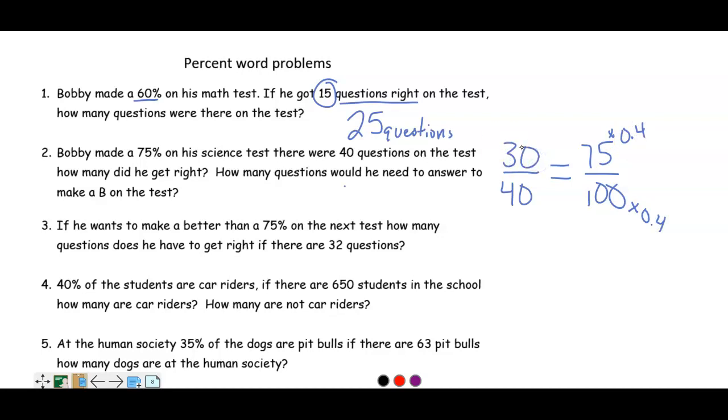So he got 30 questions correct, but it also says, how many questions do you need to make a B on the test? Well, that's a different problem because that is an 80%. So let's change this. Put 80 up here, but we end up doing the same thing. 80 times 0.4, and we end up with 32 right here. So 32 questions is what he needs for a B.